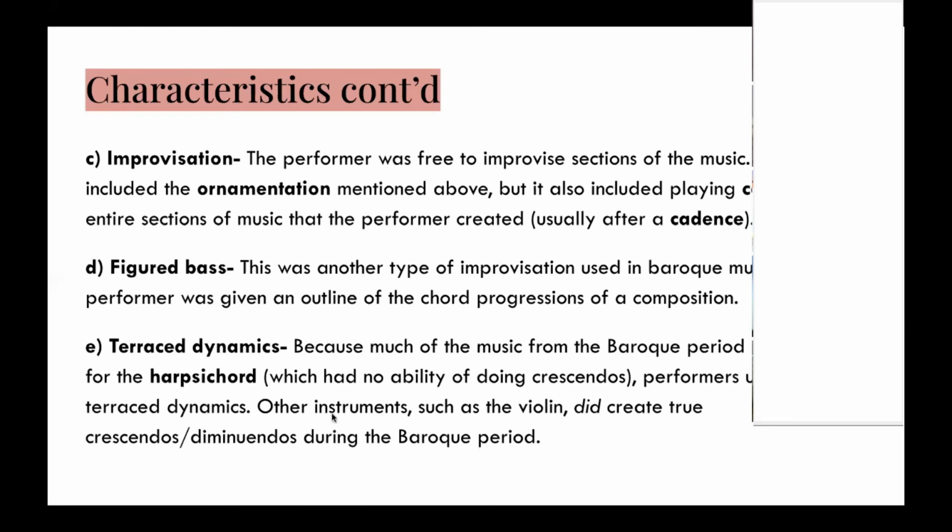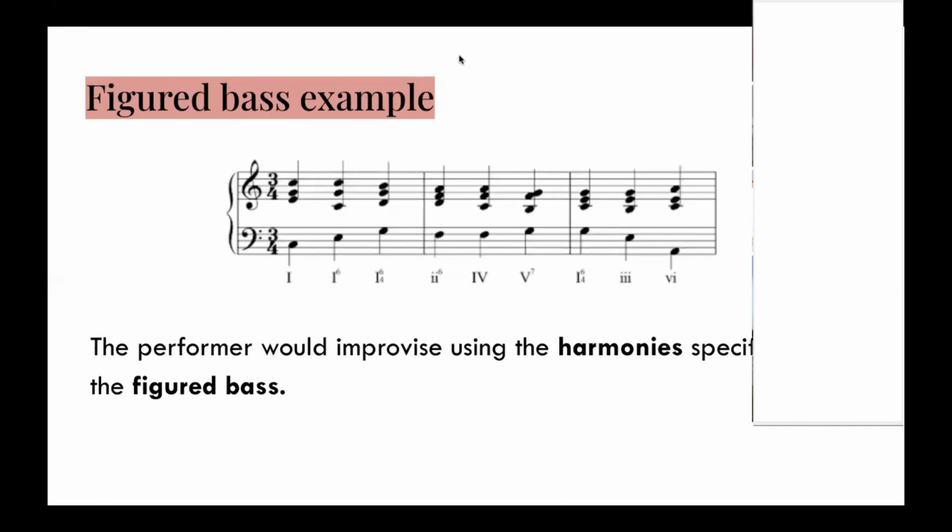So that's for the piano, but other instruments such as the violin did create true crescendos during the Baroque period. Okay, so that's all for characteristics. And then this is an example of figured bass. Like I said, we've already learned this before. Basically, they're just writing down these Roman numerals, and then the performer could improvise different inversions of that chord while they're performing.